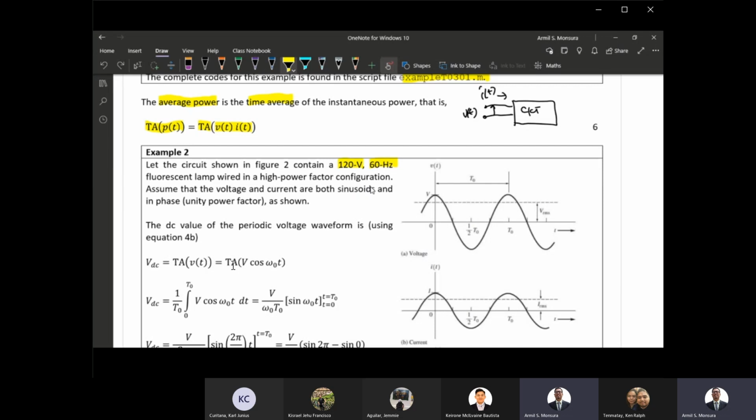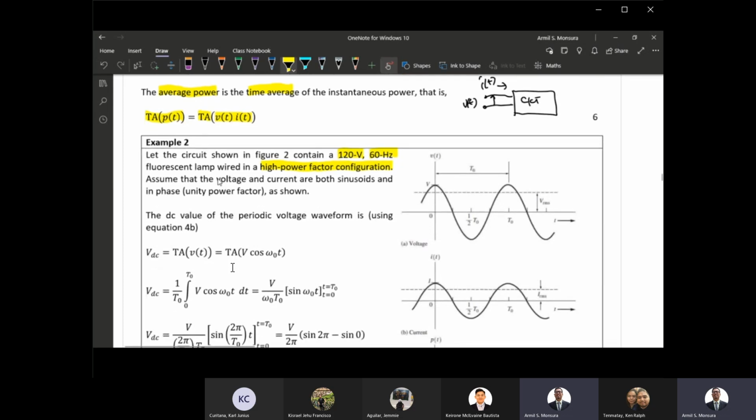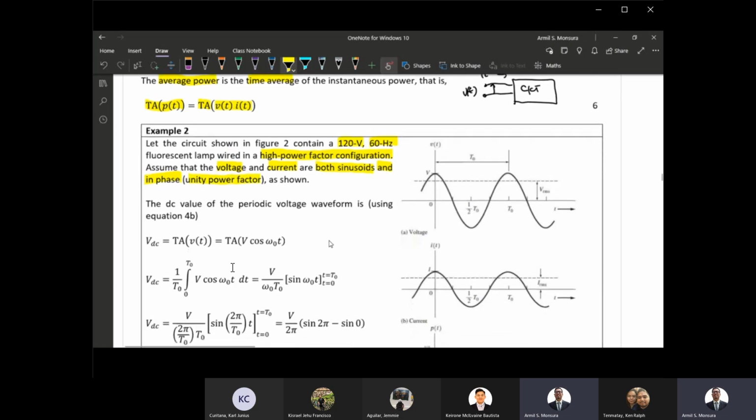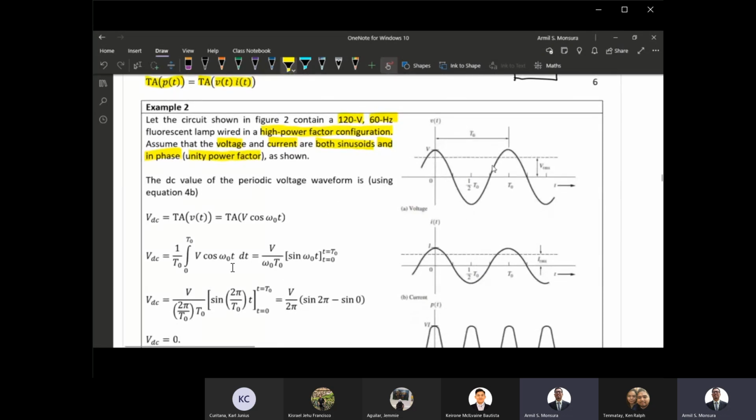So when you say high power factor configuration, it means that the load is almost resistive. So that implies that reactive power is 0. Okay, so let's assume that voltage and current are both sinusoids and are in phase, which gives us a unity power factor, as shown here.